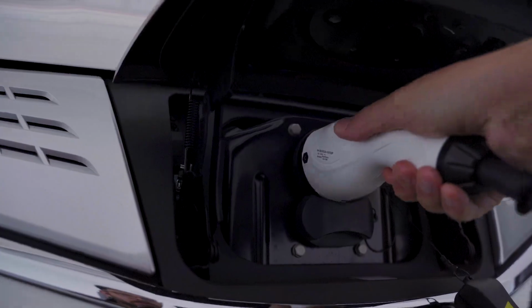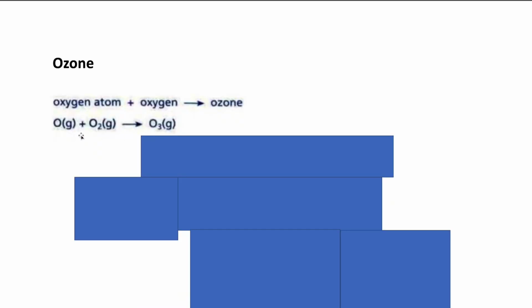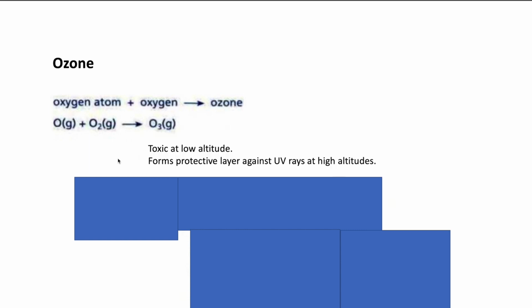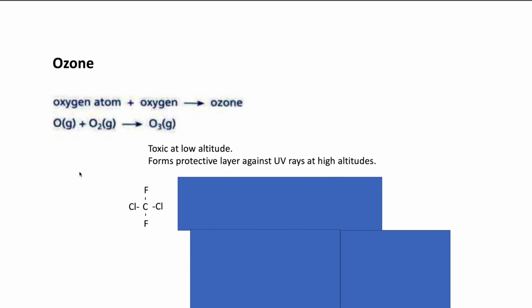Ozone is an O3 molecule, so an oxygen atom and an oxygen molecule will give you ozone. It's good at the upper layer of the atmosphere, but not so good at sea level where we are all situated. It's actually considered a pollutant at low levels, but at high levels it's a shield that prevents excessive ultraviolet rays from entering the earth.